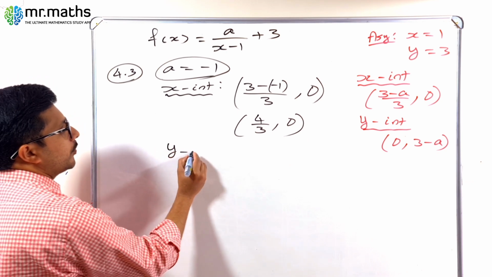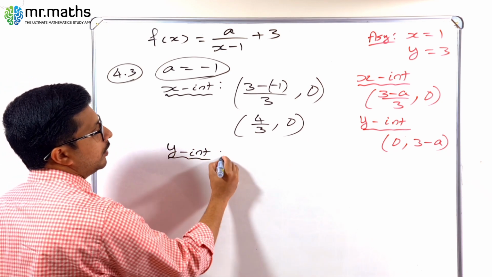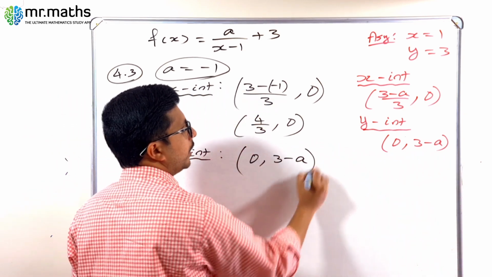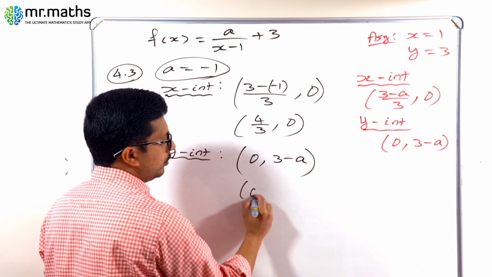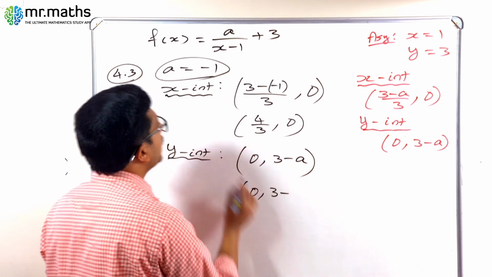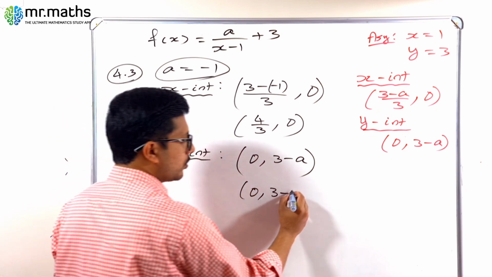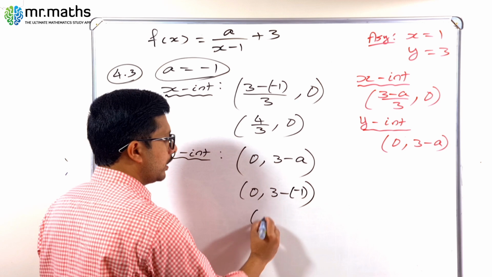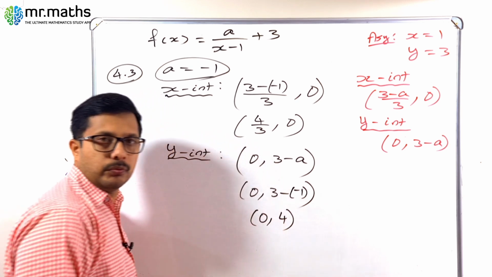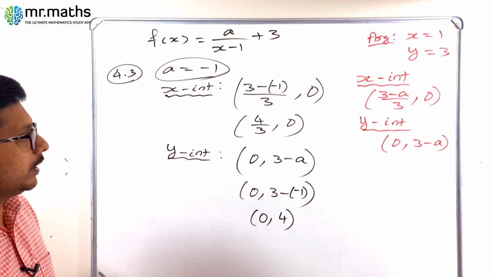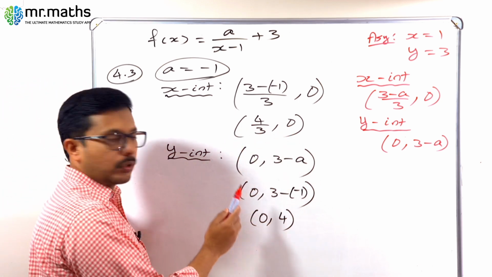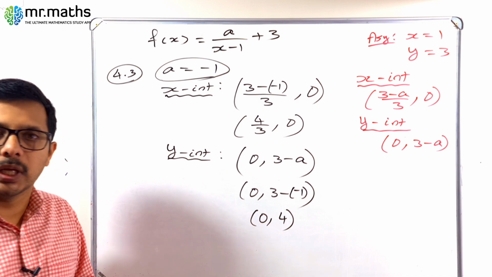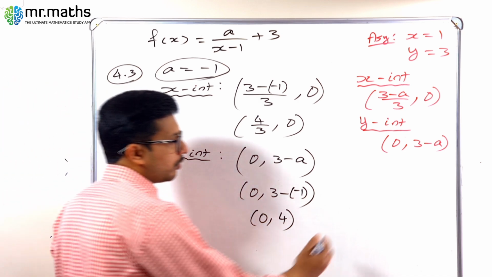Now y-intercept. What is the y-intercept? The y-intercept is 0 comma 3 minus a. So 0 comma 3 minus what is a? a is given as minus 1. So minus minus is positive. So what is that one? 0 comma positive 4. Okay. So the x-intercept is 4 by 3 comma 0 and the y-intercept is 0 comma 4. So now we have to draw that diagram. Okay, so let's draw that diagram.